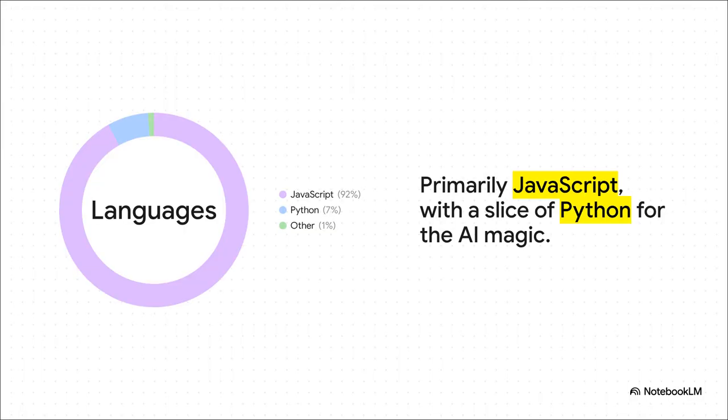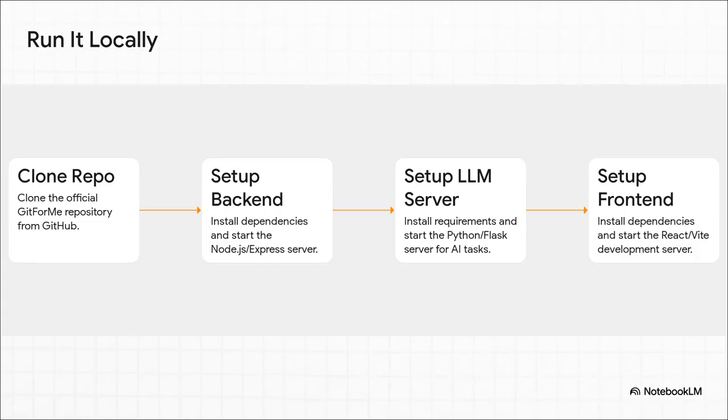So before we jump into the setup, let's take a quick peek at the tech stack. It's mostly JavaScript, which makes total sense for the front end and the main backend server. But you see that little slice of Python? That's really important. It powers a separate LLM server that handles all the AI magic, creating the vector embeddings and streaming the chat responses.